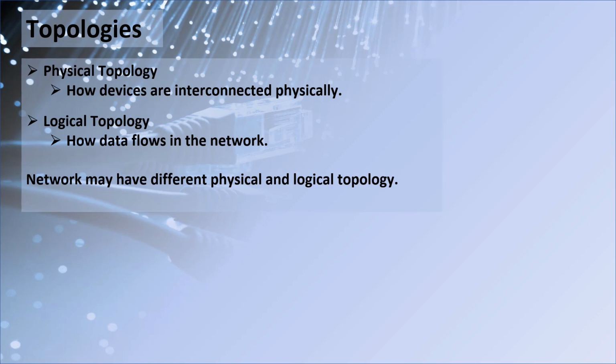The physical topology is the actual physical layout that depicts how the devices are connected to each other using media, cables, or wires. The logical topology, on the other hand, references the data flow in the network, how the data moves or travels in the network. It is very much possible that in a single network you may see a different physical and a different logical topology. We are going to cover this scenario later in this session. So now let's look at the different physical topologies.